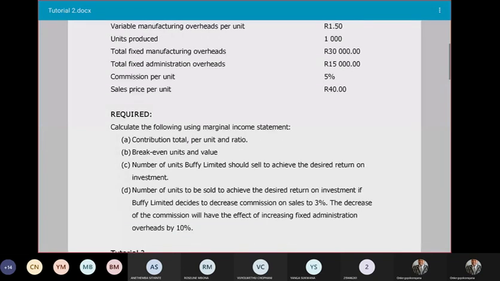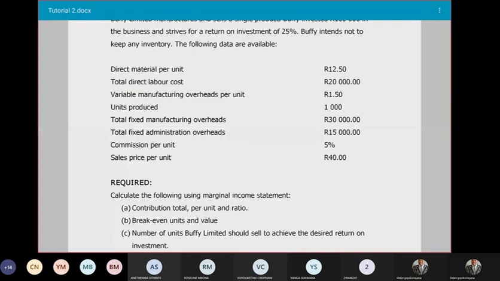So let's get on. The first thing that we do is to do the contribution total, per unit and the ratio. But they say calculate the following using a marginal income statement. So you are being instructed here. Remember that in the previous video, I mentioned, guys, that we've got two ways to do our solution. We can go for the formula approach, or we can go for the income statement approach. But in this case, we are given instruction that we must use the income statement approach to have our answers.